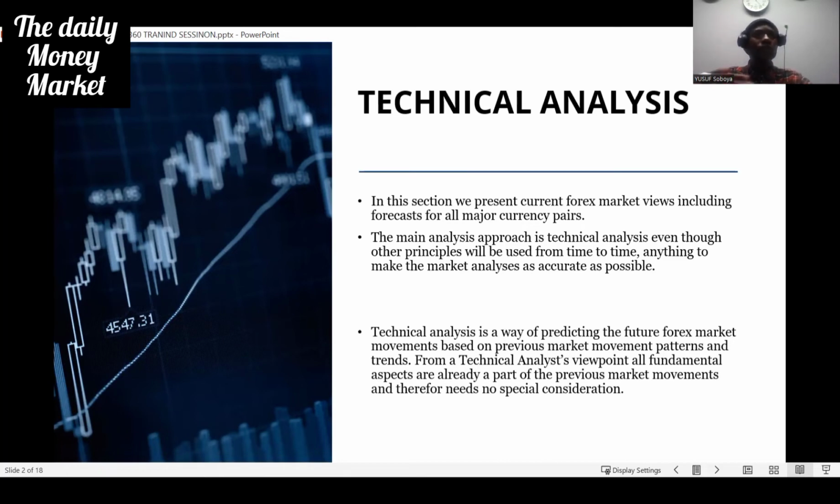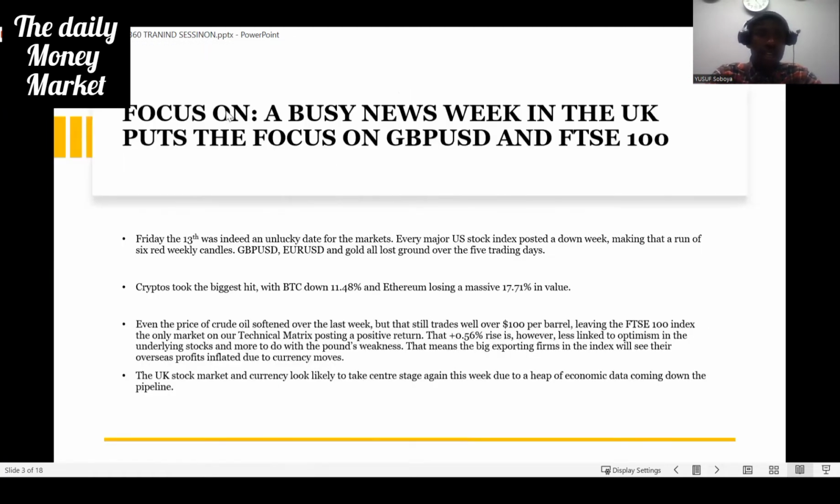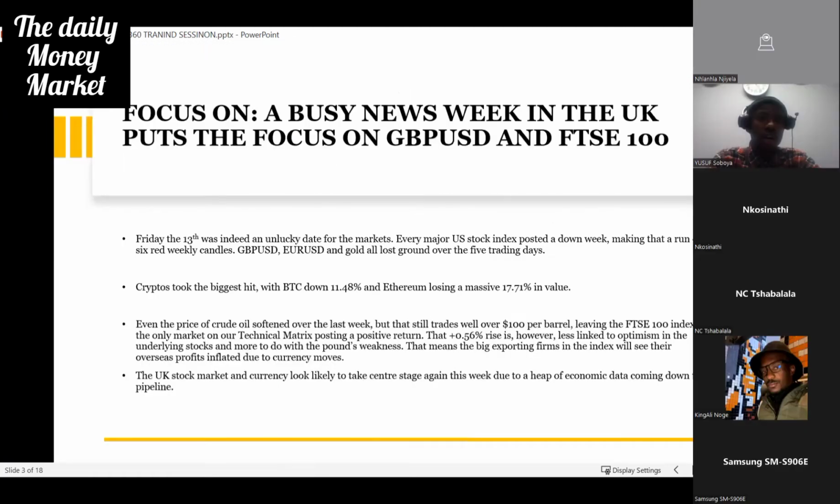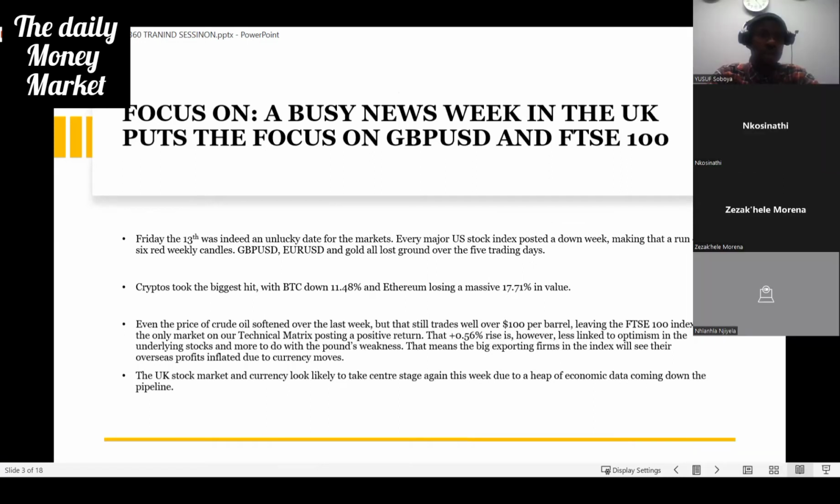Now, they say the fundamentals are already there, because in order for the market to drive, it's been driven by the fundamentals. You just need to know when the bigger fundamental news are happening at that particular time. But all the time, what we mostly use is technical analysis to make sure that we know the future movement, where exactly the market is going at that particular time.